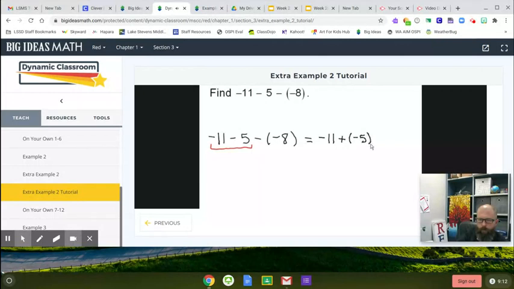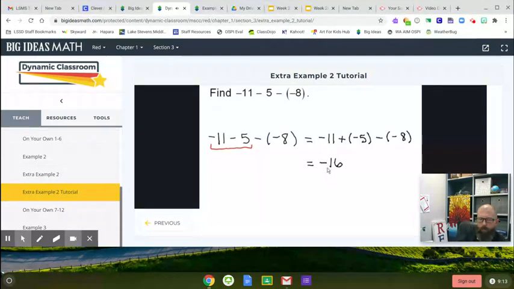So now we have addition of two integers with the same sign. So to do that, we add the absolute values of the two numbers. So we add 11 and 5, which is 16. Then we use the common sign. They're both negative numbers, so the common sign is negative. So we have -16. Then we subtract -8.